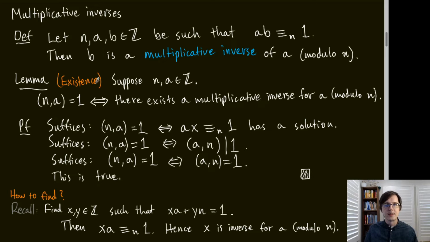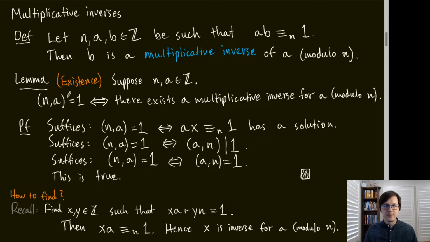The next thing I want to mention is, when do they actually exist? And this is a very important thing to know. So let's say that we have a modulus n and a number a. Then a has a multiplicative inverse mod n if and only if it's coprime to n. So that's the exact condition under which a number has an inverse.